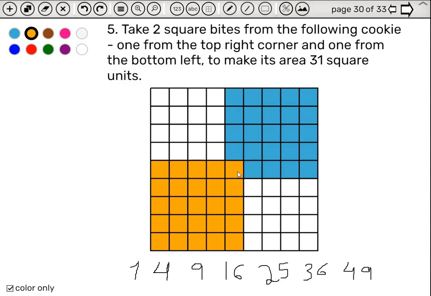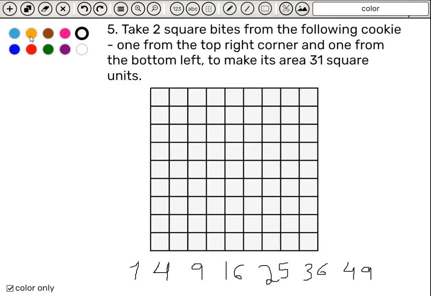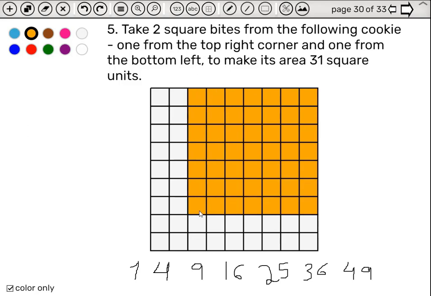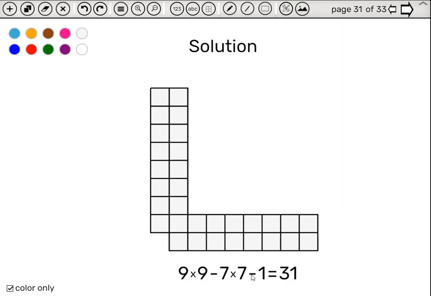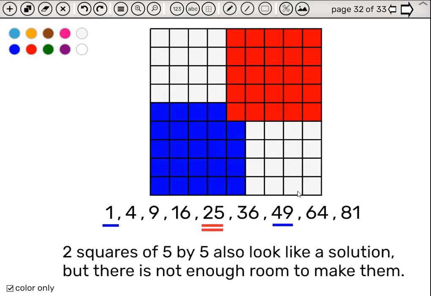Some students may jump to the conclusion that this question is not possible either, but it is. We can use the squares 49 and 1. And we see the solution over here, 7 squared and 1 squared, also add up to 50. And on the next page, we see why subtracting 25 twice can't work in this cookie.